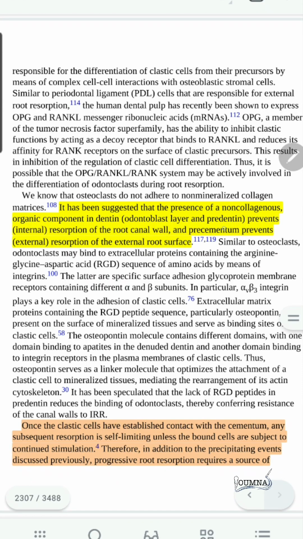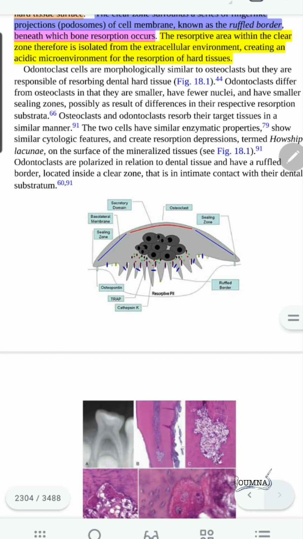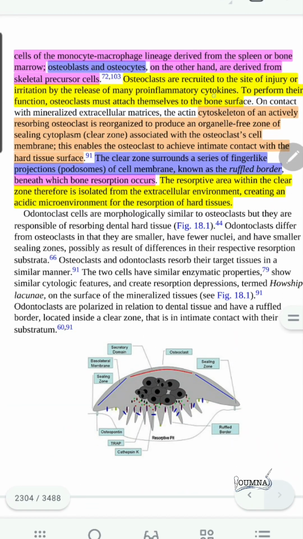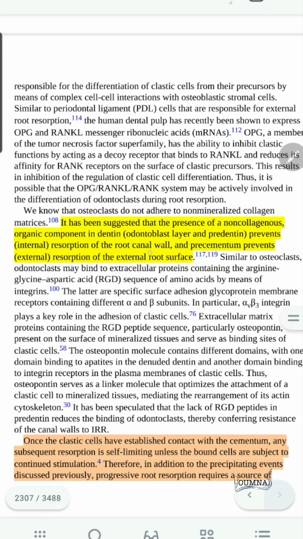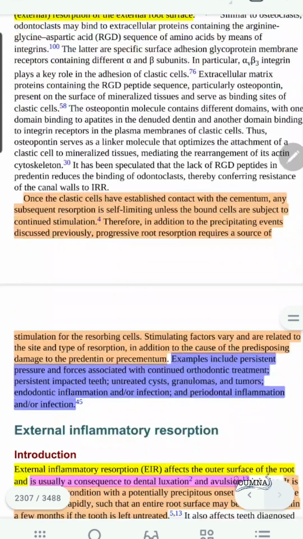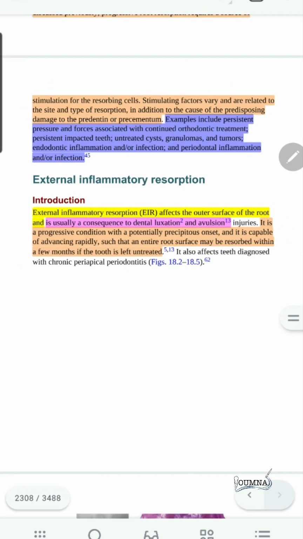So, the presence of non-collagenous organic components in the dentine, which is the odontoblast layer and the predentine, prevents the internal resorption of the root canal, and the presence of pre-cementum prevents the external resorption of the root surface. By understanding the mechanism, the osteoclast only attaches to calcified tissue, which means that the presence of these structures is important to prevent the resorption mechanism. But that's not the case in our episode now.